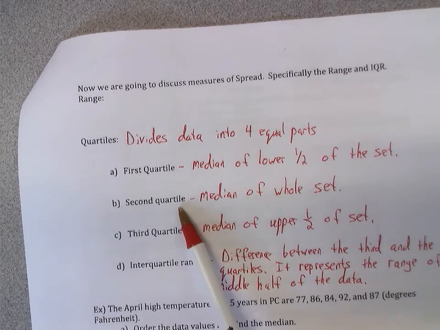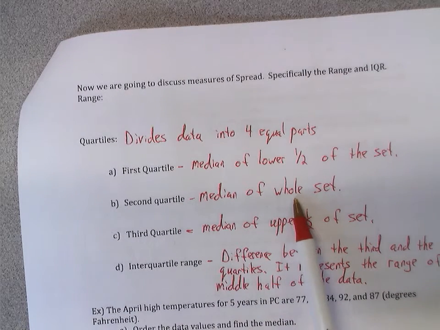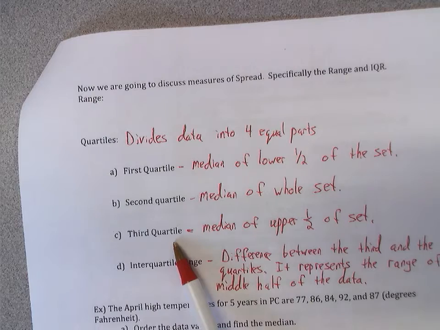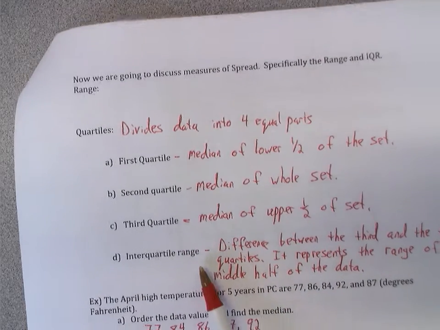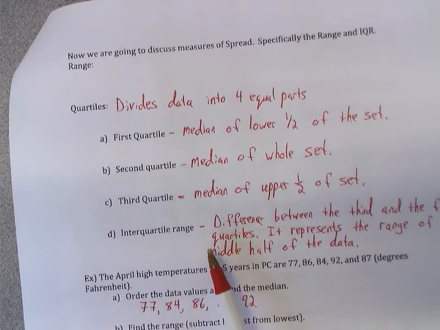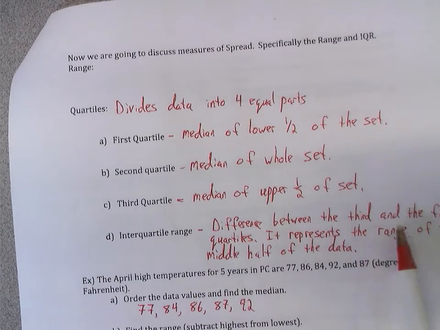The second quartile is just the median of the whole set, which we've already done. The third quartile is the median of the upper half of the set. And then the interquartile range is the difference between the third and the first quartiles. It represents the range of the middle half of the data.